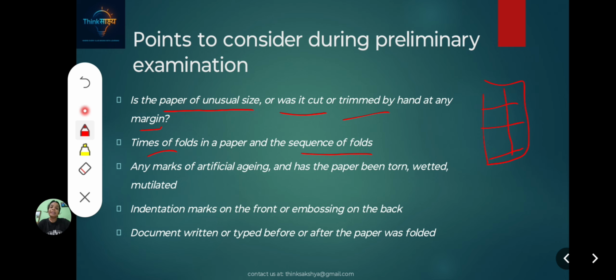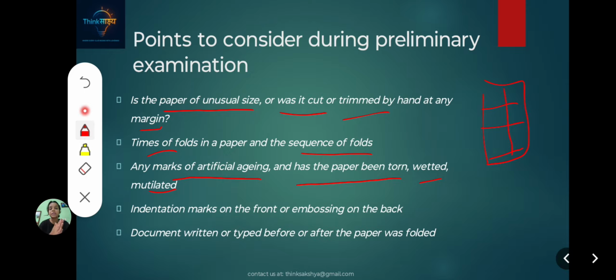Third, any marks of artificial aging, and has the paper been toned, wetted, or mutilated. Have you ever seen a currency note being wet or accidentally getting wet in your pocket when it was washed? Or sometimes we receive a currency note from a shopkeeper or someone which is in a very bad condition, like it may be stained from somewhere, it might be wetted, it might be mutilated, meaning completely damaged, like there's nothing left on the paper.